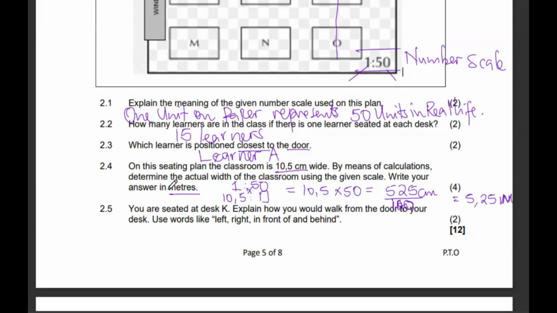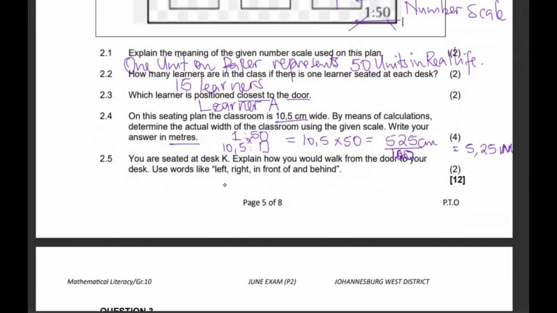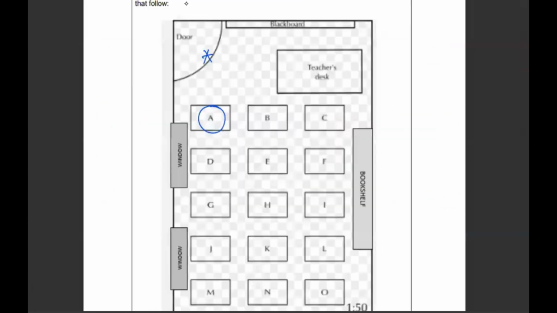2.5. You are seated at desk K. Explain how you would walk from the door to your desk. These are straightforward answers. Please, you explain the way you see the diagram. So you are at the door here. You're here. And you need to move up to here. Explain. So here you can say, move towards between the first column and the second column. You move through them, move towards H, and K will be behind H.